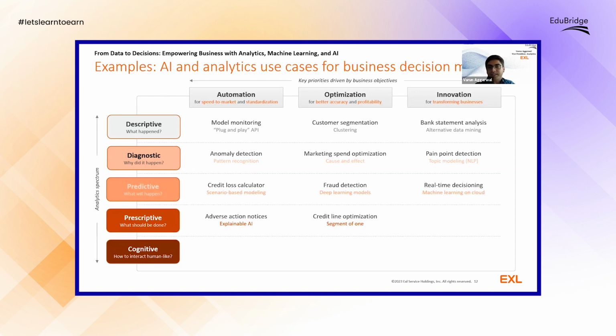And for that, the segment of one concept is applied, which means that the line should not be specific to geography or a particular section of the population. For every single customer, there should be a way to define or optimize the credit limit. So that's an example of optimization in predictive analytics and prescriptive analytics.